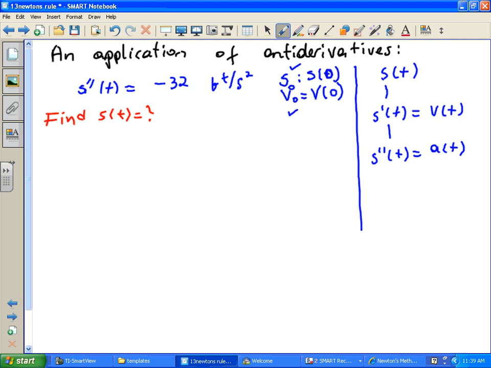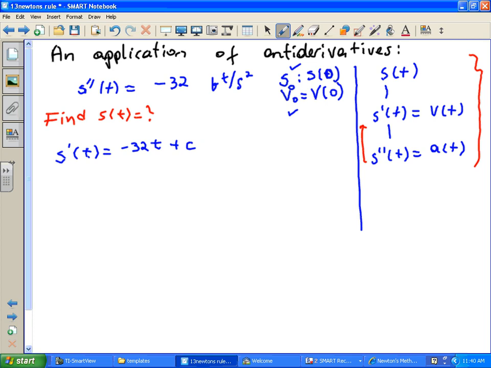Now let's remember what we know from earlier. From early on in chapter 1, if we have s of t, its derivative was s prime, which is velocity, and its second derivative was s double prime, which is acceleration. So for this question, we're going to go backwards. Since we know s double prime, first let's go from s double prime to s prime. Now we need to anti-differentiate, right? So to get s prime, I will anti-differentiate with respect to the variable t. So the negative 32 is going to become negative 32t plus a constant.